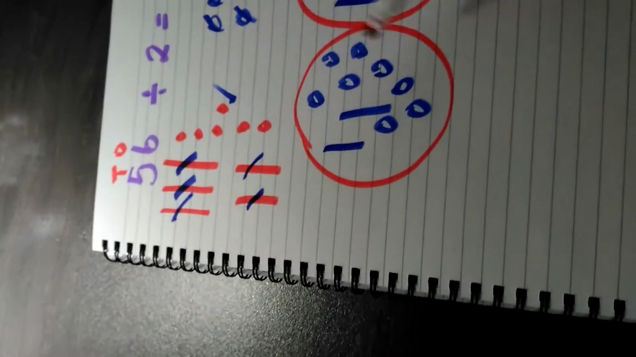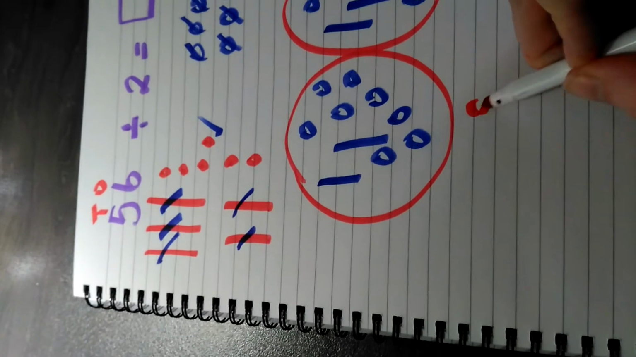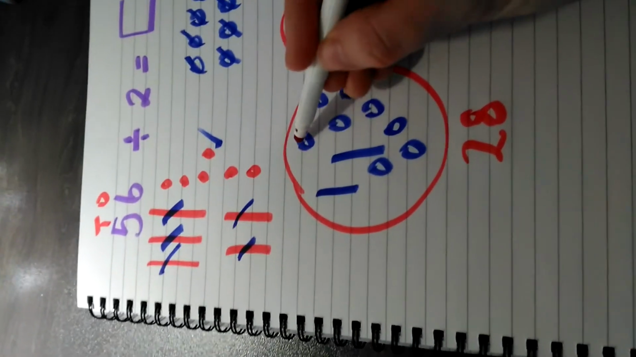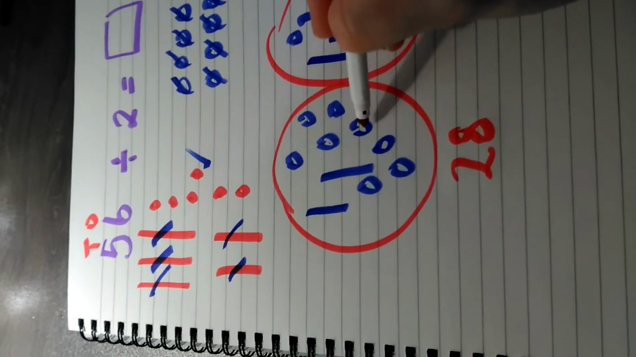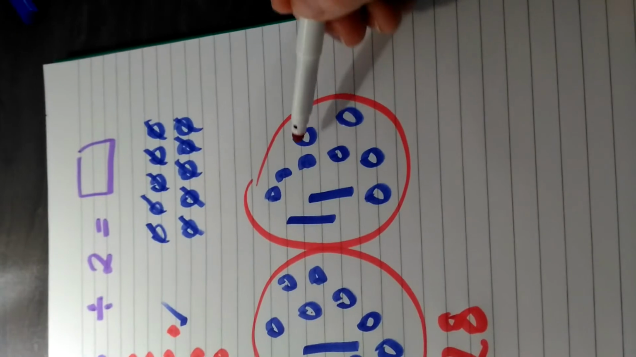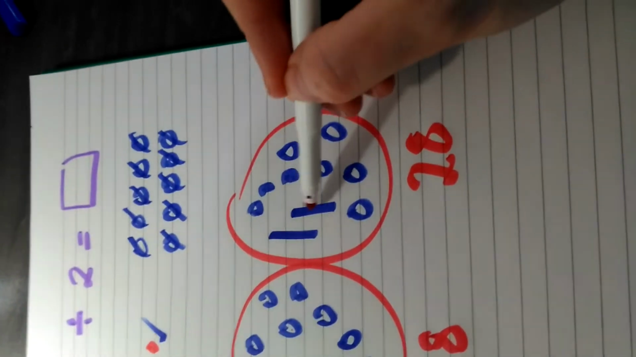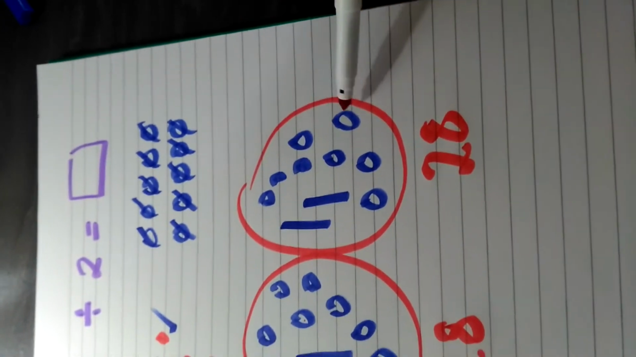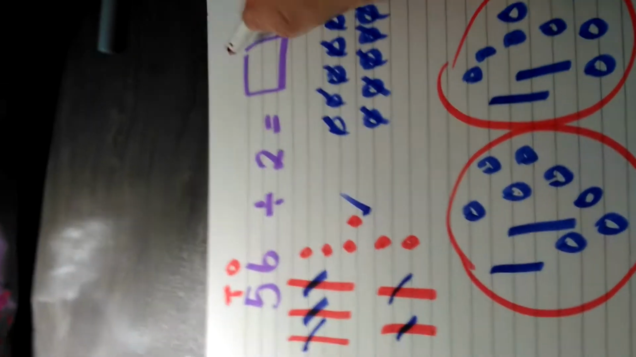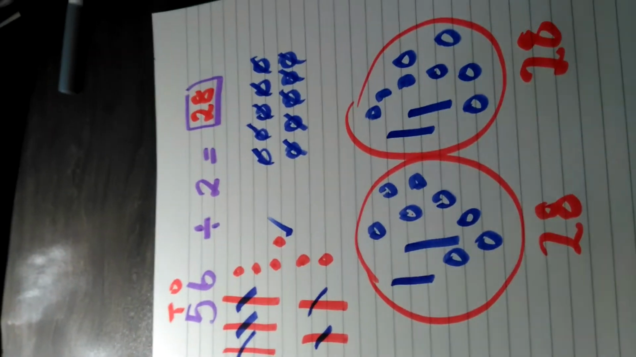I'm going to double check that I've got the same. So I've got 1, 2, 3, 4, 5, 6, 7, 8 ones and 2 tens. So 10, 20, 21, 22, 23, 24, 25, 26, 27, 28. And here, 1, 2, 3, 4, 5, 6, 7, 8 ones, 2 tens, 10, 20, 21, 22, 23, 24, 25, 26, 27, 28. So 56 divided by 2, or half of 56, is 28.